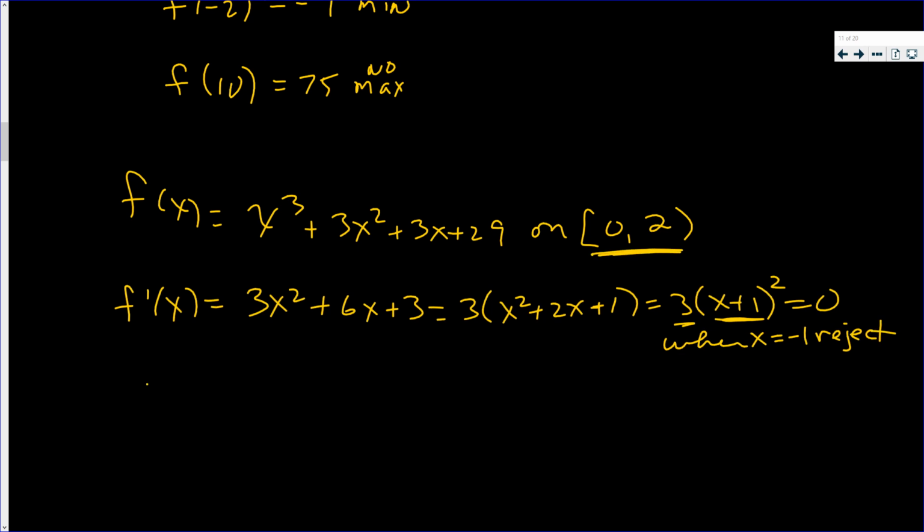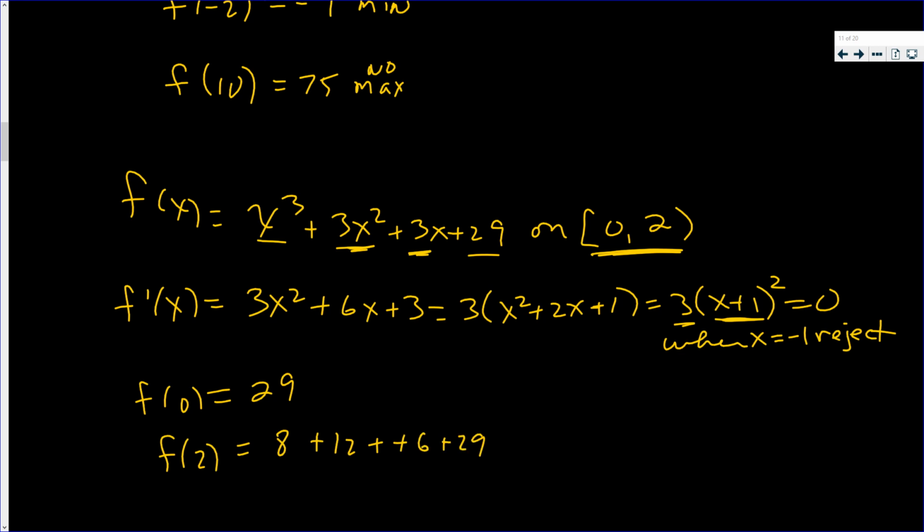So now all we do is check f of 0 and f of 2, and the largest one is going to be the max, and the smallest one will be the min. What's f of 0? It's 29. f of 2: 2 cubed is 8, plus 3 times 4 is 12, plus 6, plus 29. Clearly, it's the larger one. So f of 0 is going to be the min, and there's going to be no max, because you can't be 2.